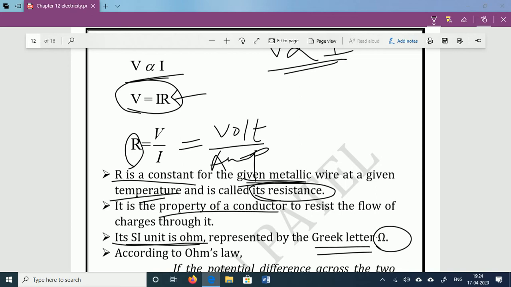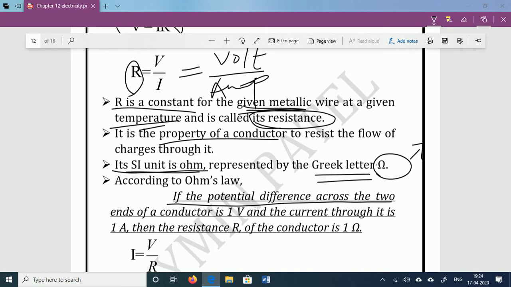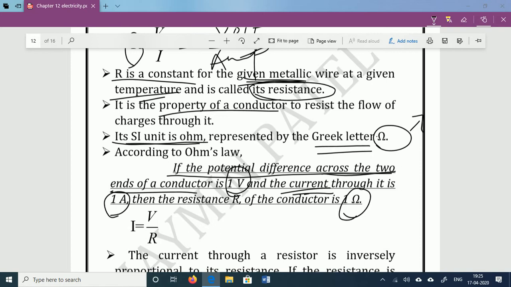Now if I want to define 1 ohm, according to Ohm's law, when the potential difference across the two ends of the conductor is 1 volt, and the current passing through the conductor is 1 ampere, then definitely the resistance of that conductor is 1 ohm.